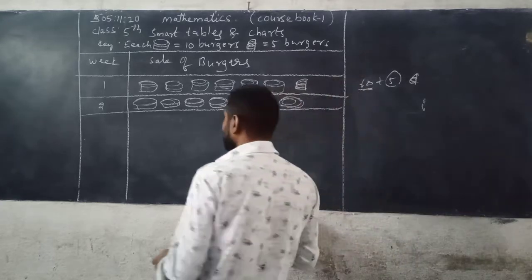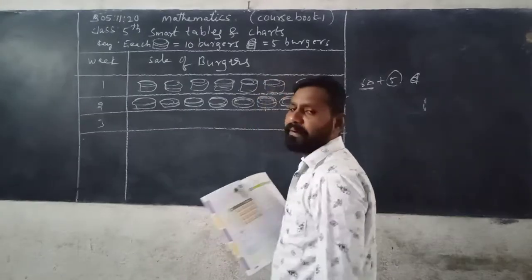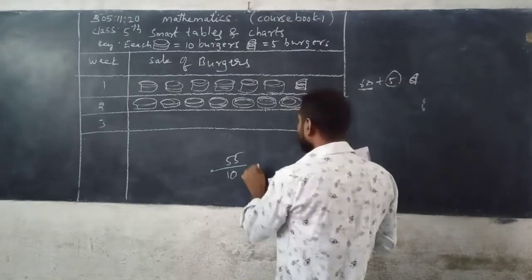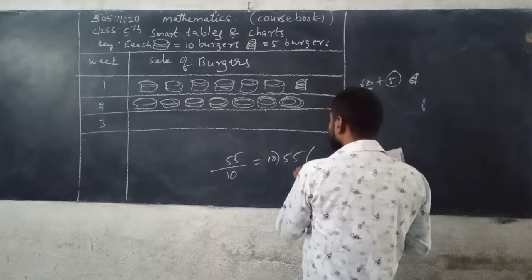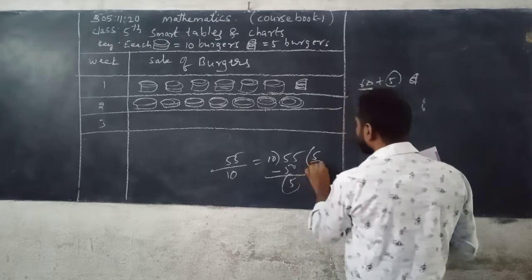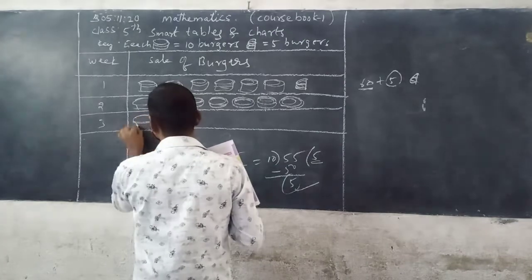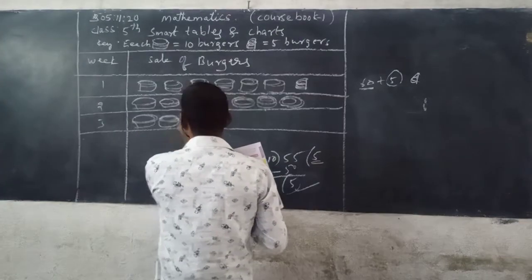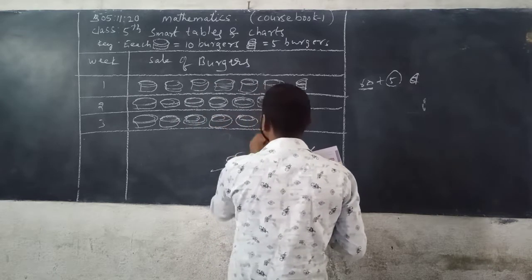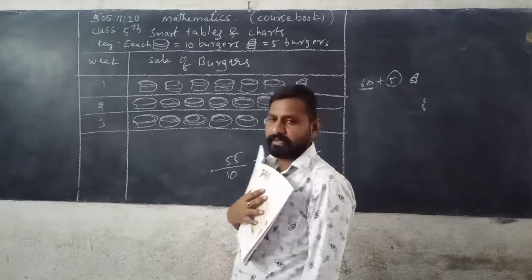Now next, third week. See here, 55 burgers means 55 divided by 10. 10 fives are 50, and 55 minus 50 you get 5. So 5 full burgers and one half burger. Then you draw 1, 2, 3, 4, 5 burgers and a half burger. This is half a burger. Did you understand?